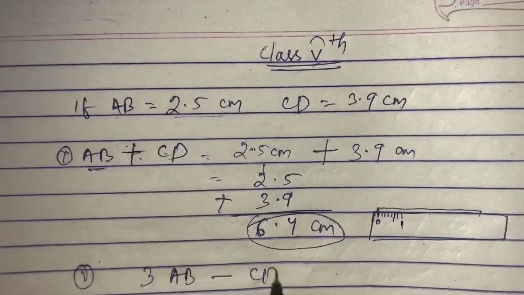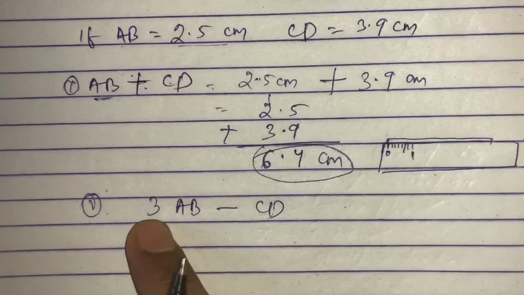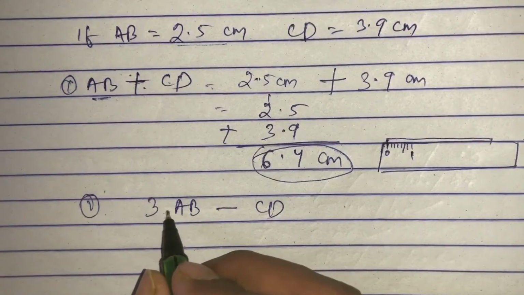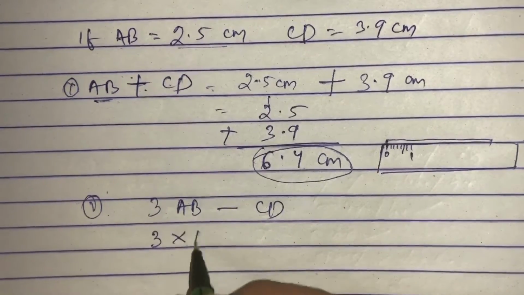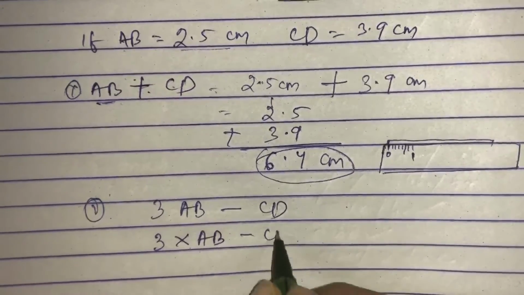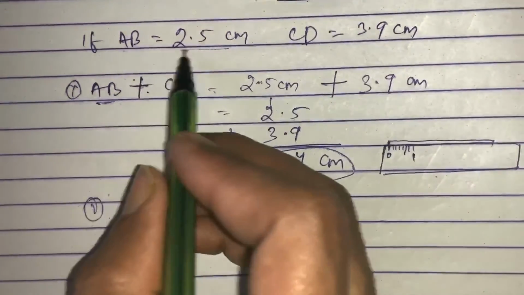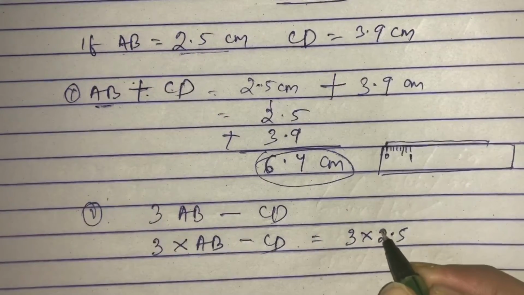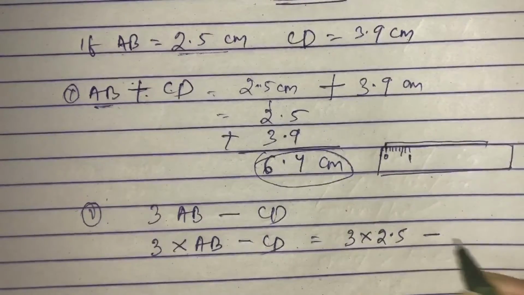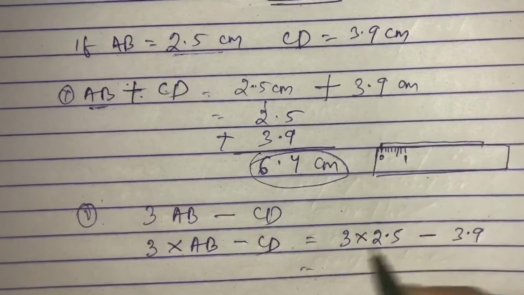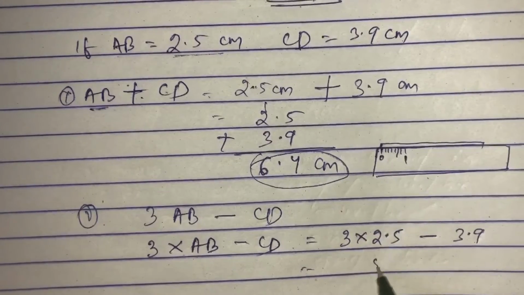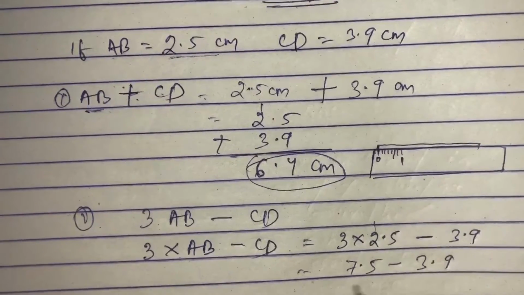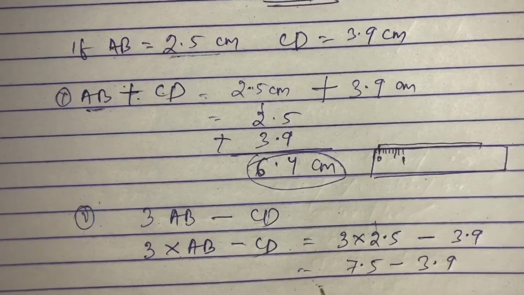This is the second one. The question says 3AB minus CD. Here 3 is there and in between there is no sign, which means it is a multiplication. So 3 into AB minus CD. AB is 2.5, so 3 into 2.5, minus CD, which is 3.9. Multiplying 2.5 with 3 gives 7.5, minus 3.9.